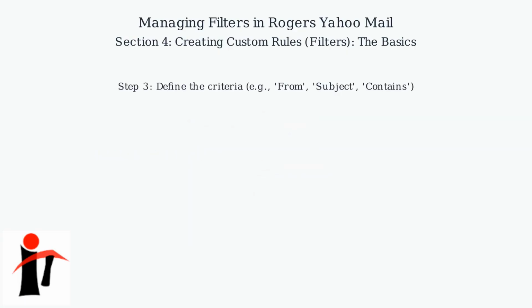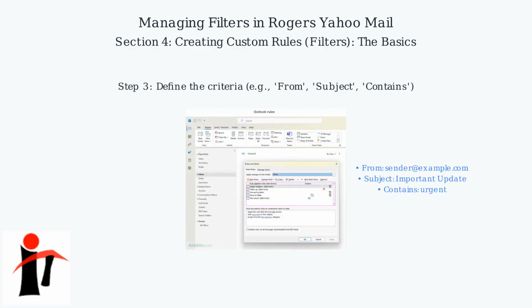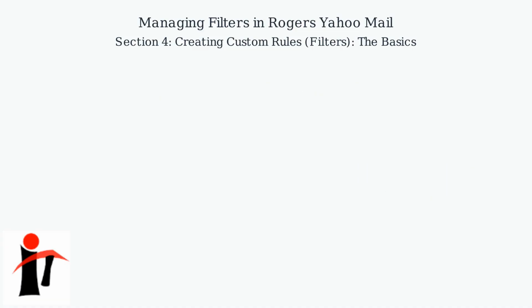Now, define the criteria for your rule. You can choose from options like From to match sender addresses, Subject to match email subjects, or Contains to search for specific words in the message.